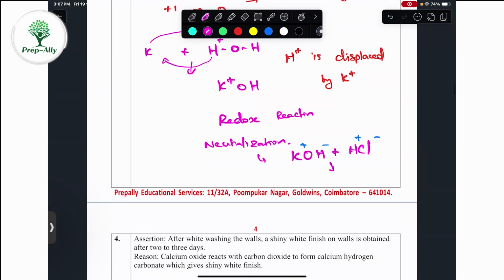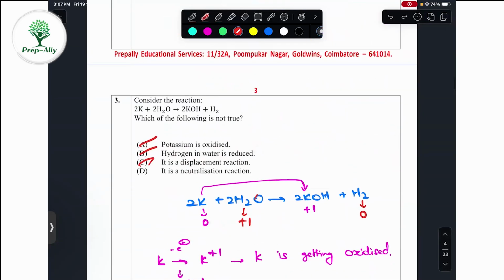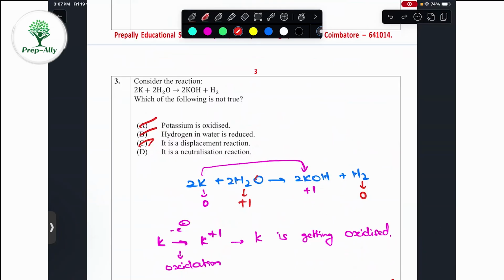So again, it will form KCl plus H2O. I'm writing it as HOH. So you can see their charges are not changed. Their charges remain the same, right? So the answer is going to be D, because they are asking for the one that is not true.